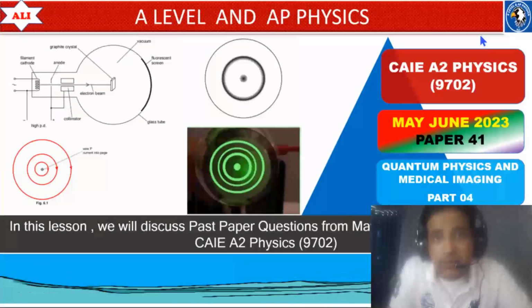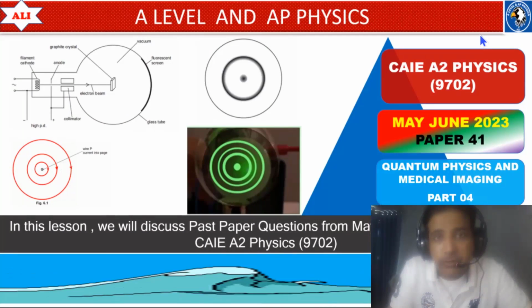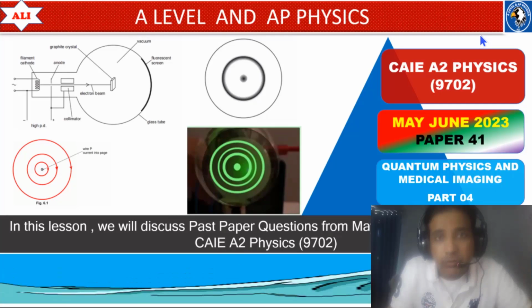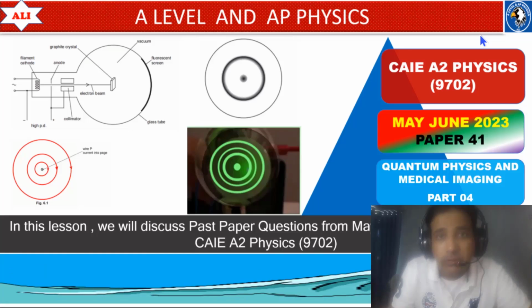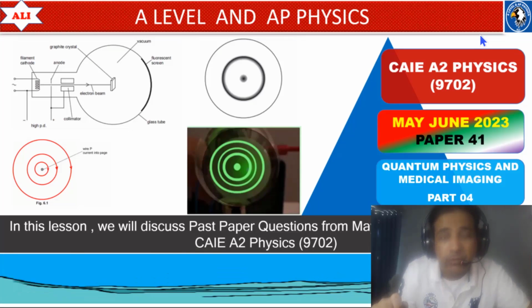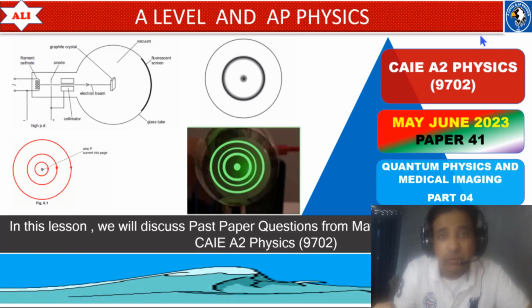Welcome to A-Level and AP Physics. In today's lesson, we will discuss past paper questions from June 2023, paper 4, variant 1. In the last few videos, we have already discussed question 1 to question 5, and in today's lesson, we will start from question number 6.